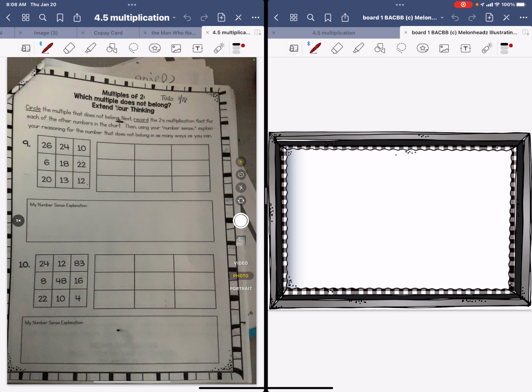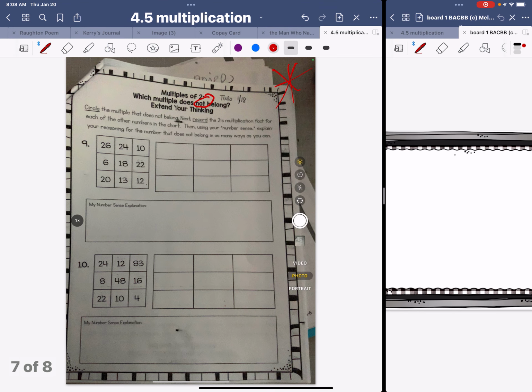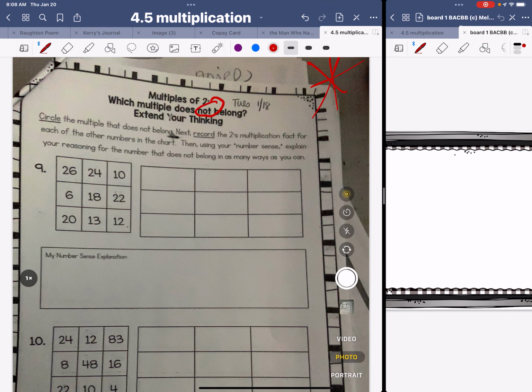All right, so first we're going to start off with a warm-up. Let's look at multiples of 2. Which multiple does not belong? Extend your thinking. So what they're telling us is that we've got to, let me make that a little bit bigger. We have got to circle the multiple that does not belong, and it doesn't say underline, it says circle, okay?